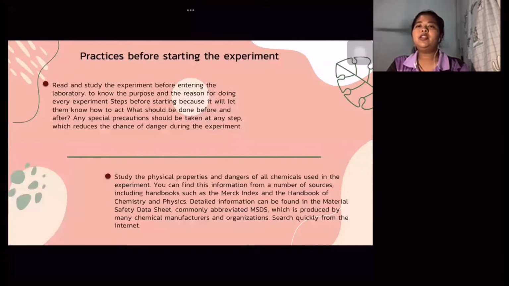Read and study the experiment before entering the laboratory to know the purpose and the reason for doing every experiment step. Study the physical properties and dangers of all chemicals used in the experiment. You can find this information from a number of sources, including handbooks such as the Merck Index and the Handbook of Chemistry and Physics.